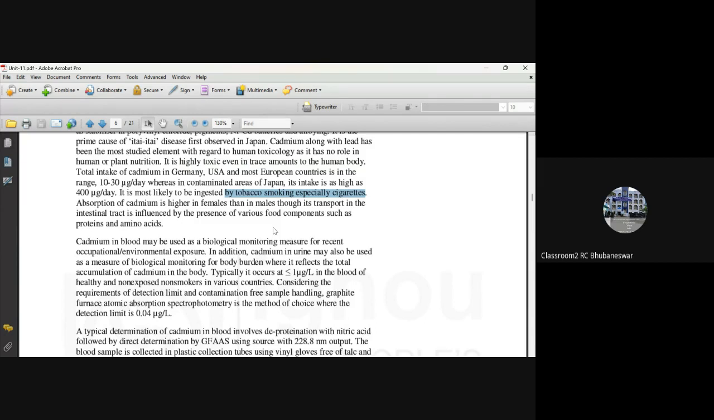So now you can imagine cadmium, even if it is a trace amount present in the body, is not at all good. It's not having any benefit, and mostly it is getting into our body through tobacco smoking and specifically cigarettes. Okay, so I think we all can avoid cigarettes now after this class. And this absorption of cadmium is higher in females than in males.